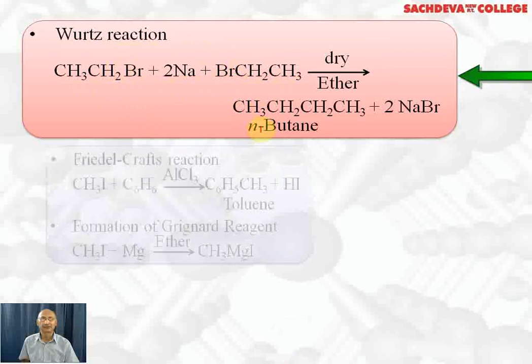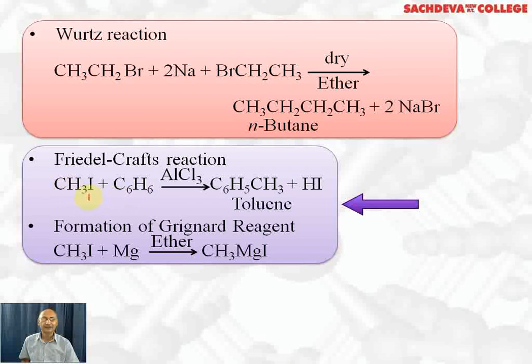Friedel-Crafts reaction: benzene reacts with CH3I or CH3Cl in the presence of AlCl3, and we get toluene plus HI. Grignard reagent we can obtain by reaction of methyl iodide with magnesium. In the presence of ether as a solvent, we get methyl magnesium iodide. Grignard reagent can prepare almost all classes of compounds, so it is very useful. That is why Grignard, the scientist who discovered it, got the Nobel Prize for the invention of this reagent.